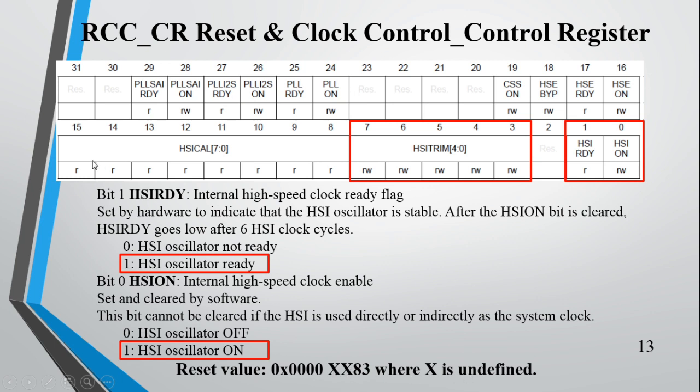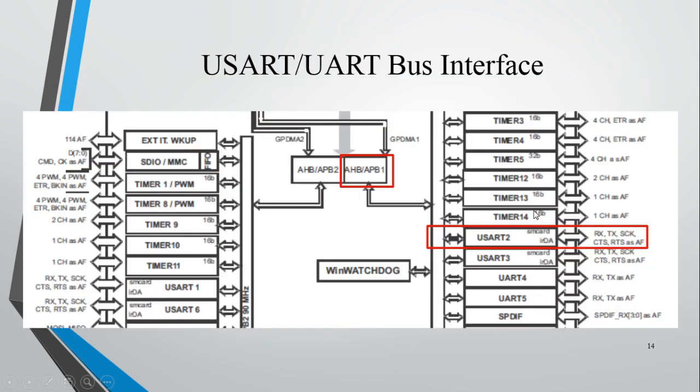At the time of reset only this value will be loaded, and since there is voltage and temperature variation, we can change this HSI trim value so that the calibration value can be trimmed. By default, the HSI trim value is 1, 0, 0, 0, 0. If you want to change this, we can change. By default, the reset value of RCC CR is 83. That means HSI is on, the HSI ready bit is 1 and the trim value is 1, 0, 0, 0, 0.